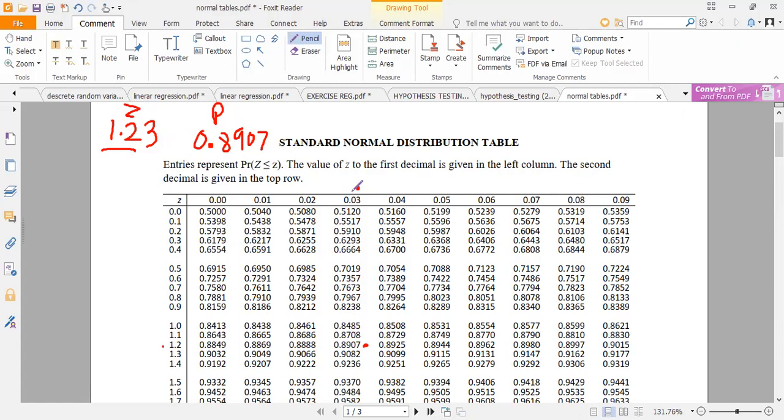So I'll ask 2 questions here. What is the probability for the Z of 1.57? 0.9418. Do we agree? Yes. So let's check 1.57 here.